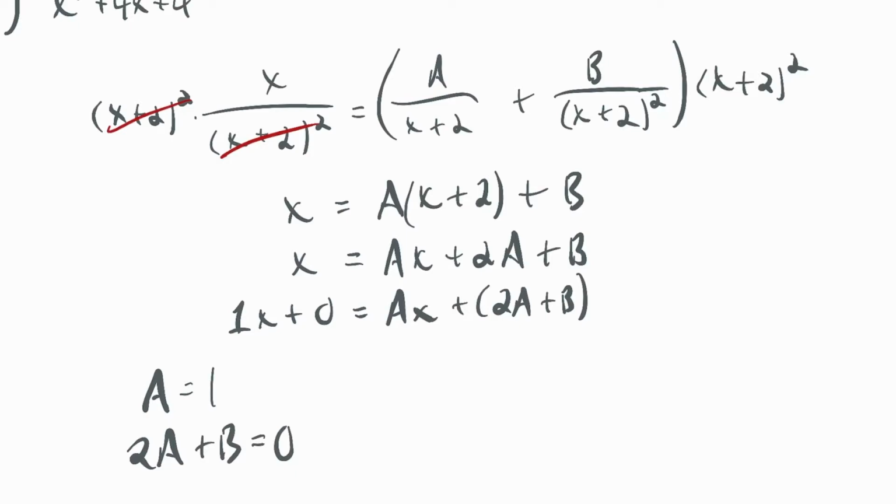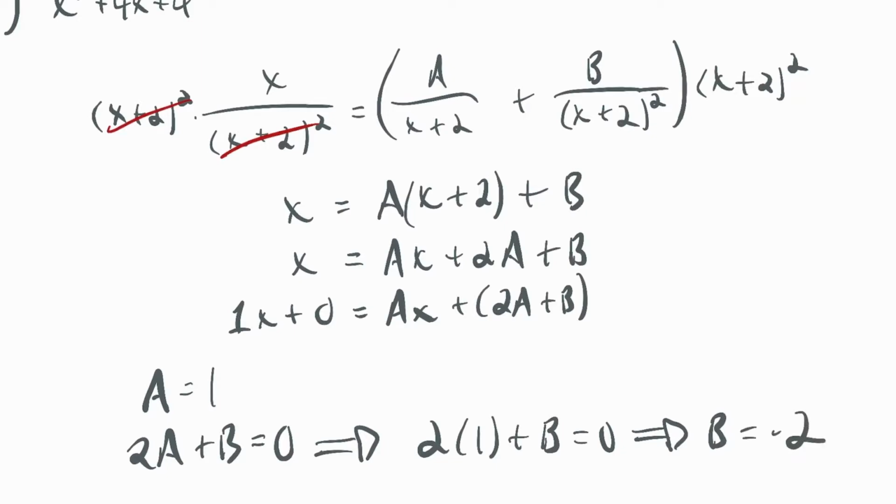Now, since I just know a number for a, I can plug 1 into the second equation. So 2a, or 2 times 1, plus b equals 0. I can subtract 2 on both sides. B equals -2. Okay.